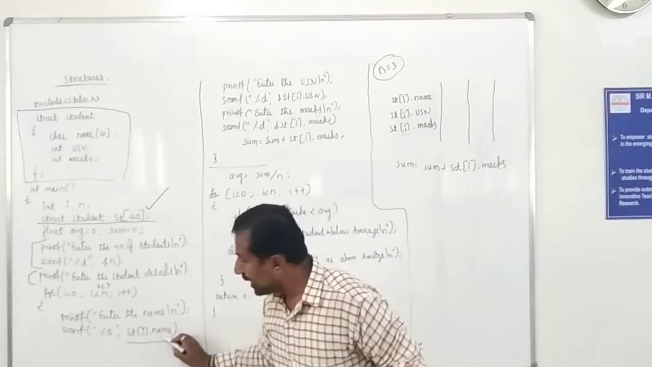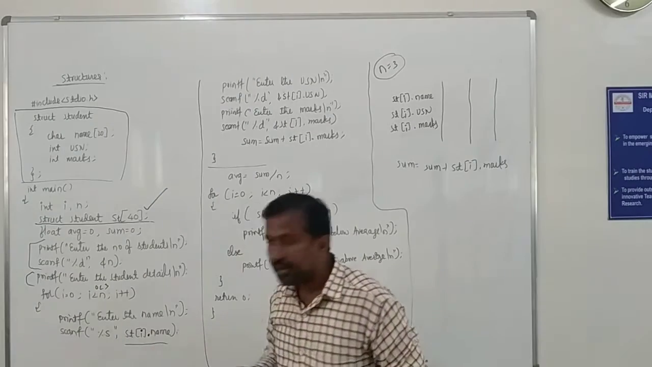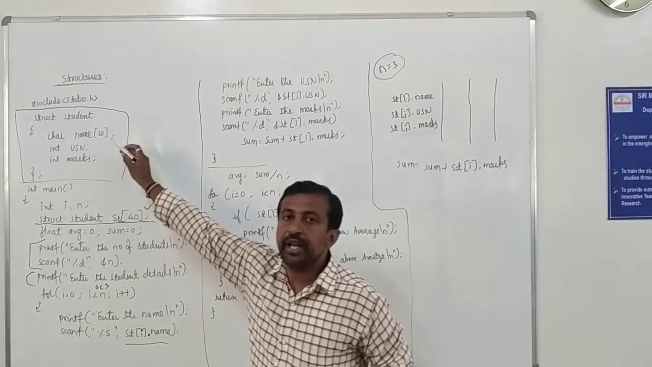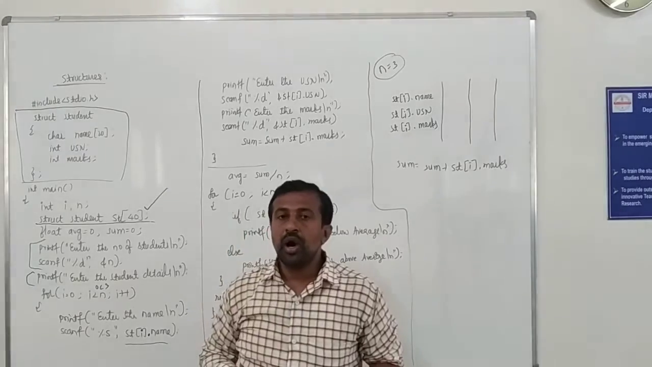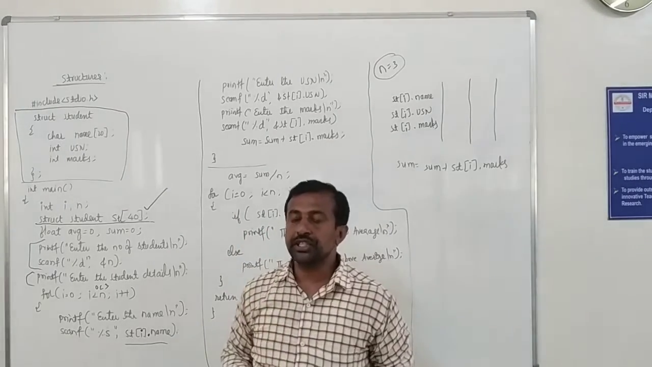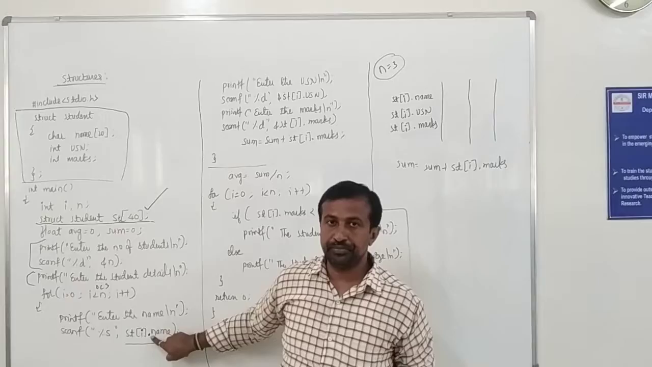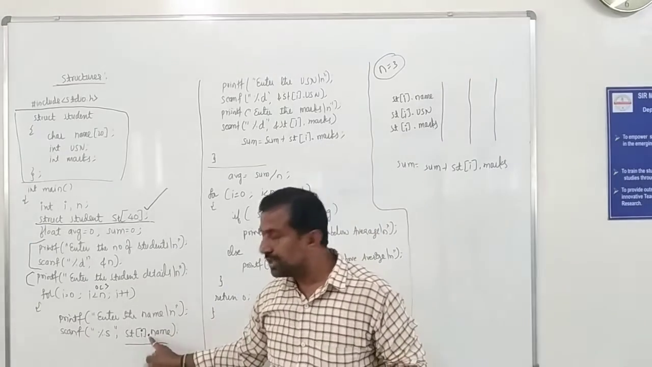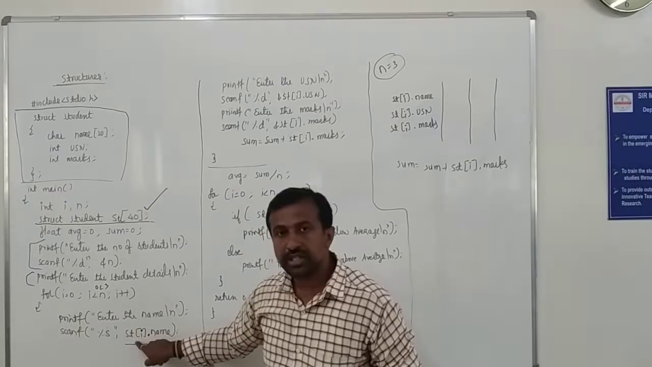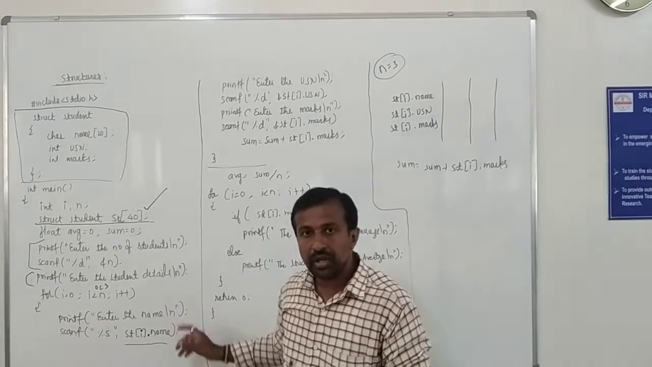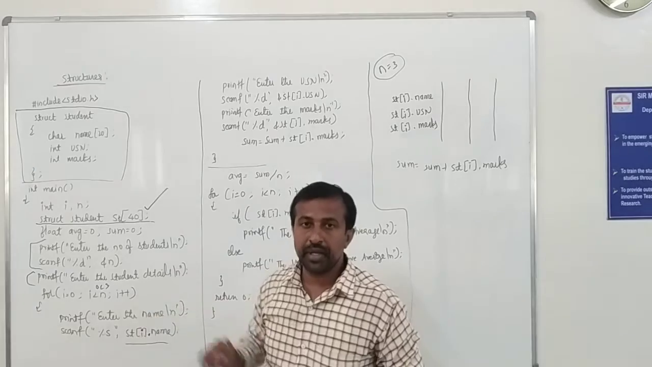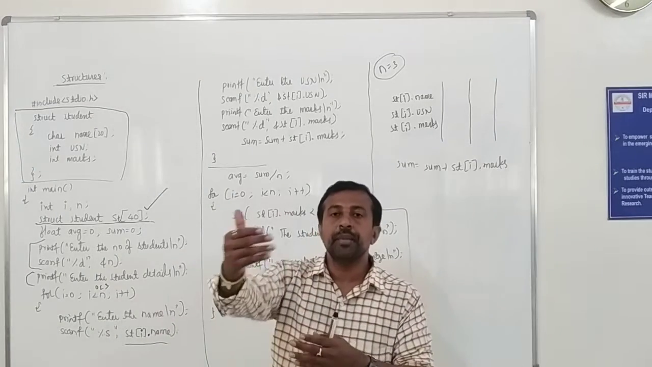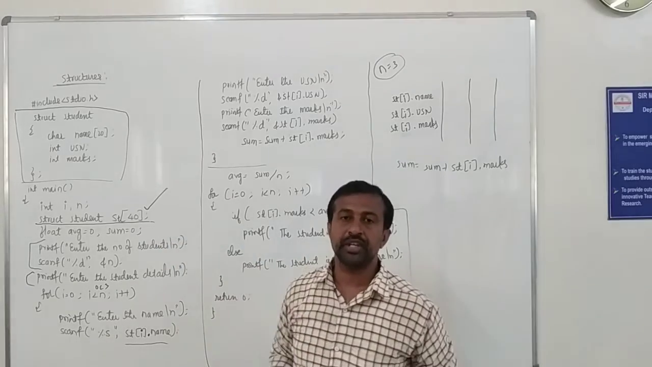What is this dot name? The dot indicates that name is a data member of the structure, correct? How can I access the data members of a structure? Using this dot operator. So dot acts like a mediator. The left side of the dot will be a structure variable name, and the right side of the dot will be a data member name. So using this dot I can access the members of the structure in my main function.